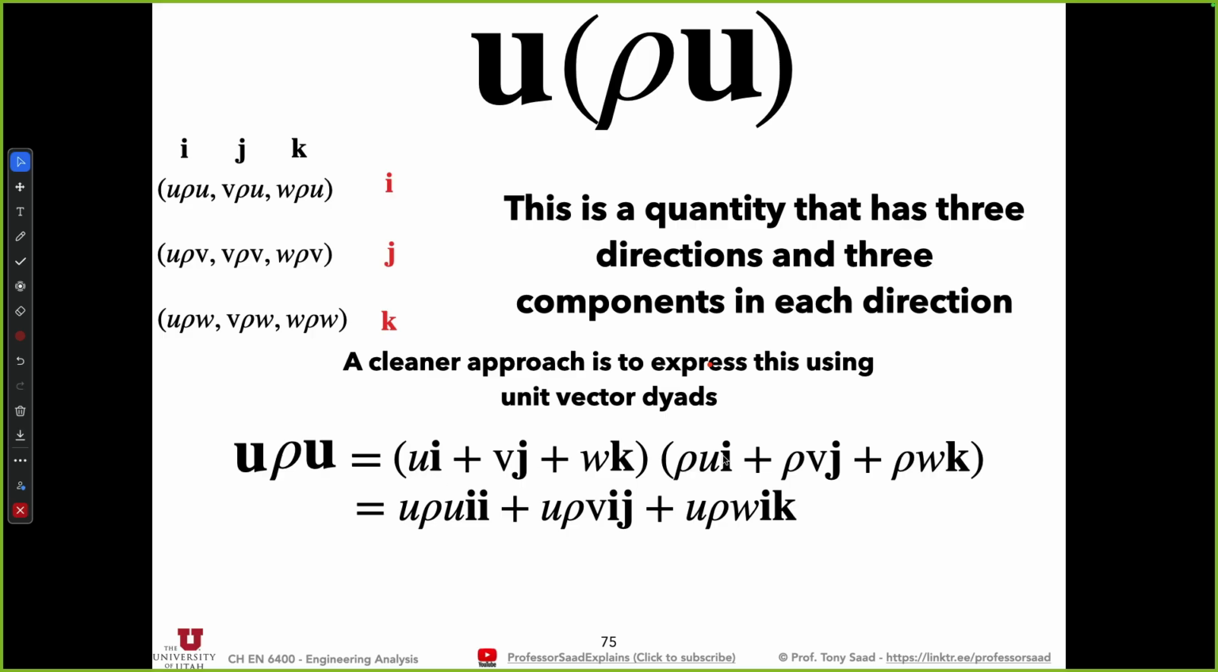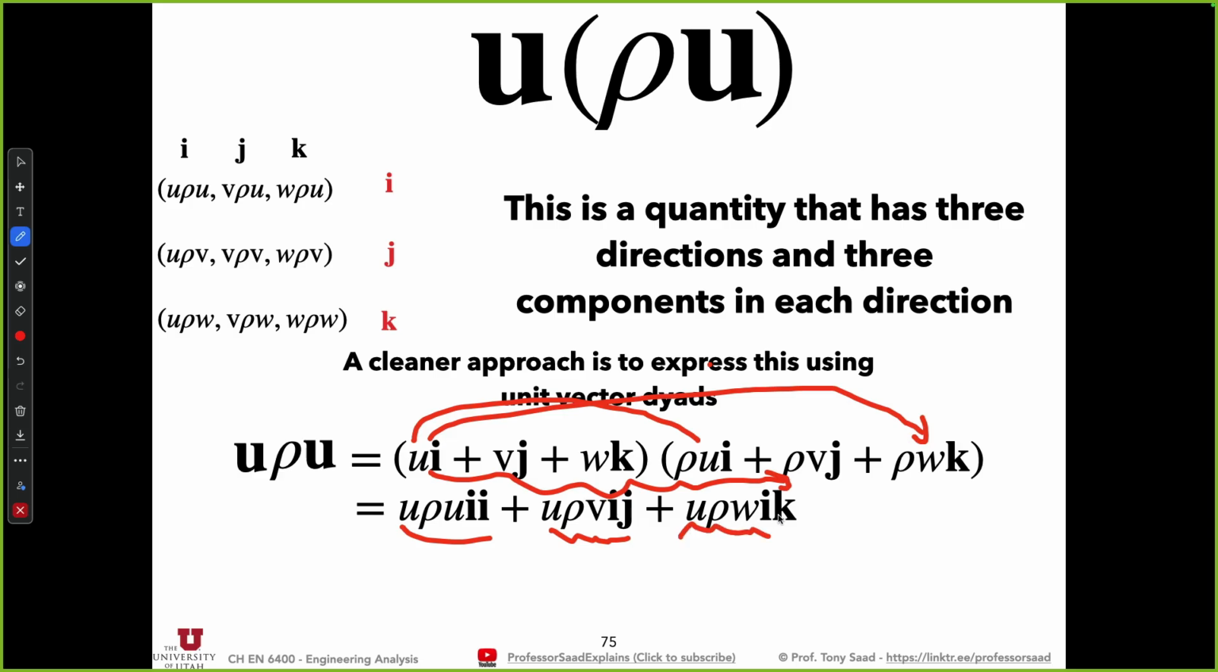So here's what I'm going to do. ui distributed across all of these terms is going to be ui times rho ui, and I'm going to rearrange, so that's going to give me u rho u ii. And then ui times rho vj is going to give me u rho v ij, because the vectors are going to move to the side. The third one is ui times rho wk, which is going to be u rho w ik.